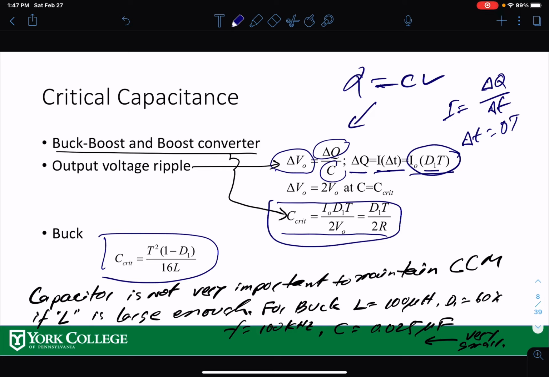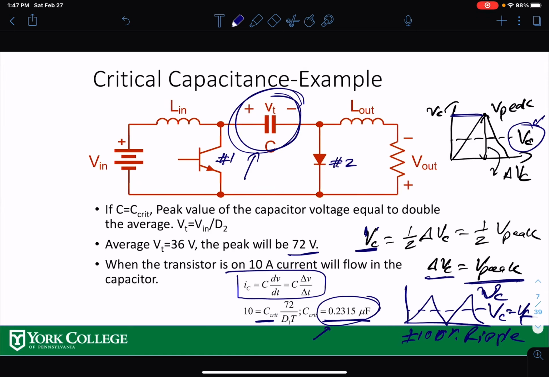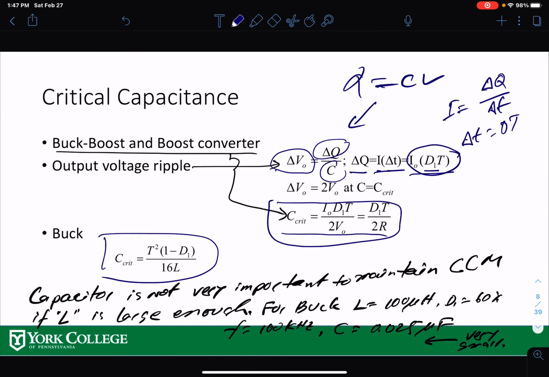For most, if you're not using a capacitor as your energy transfer element, like boost buck, if you go here, boost buck uses the capacitor as your energy transfer element, right? If you're not using a capacitor as energy transfer element, like buck boost and boost converter, they don't use capacitor as energy transfer element. They use inductor as energy transfer element. In that case, critical capacitor value is not that important.